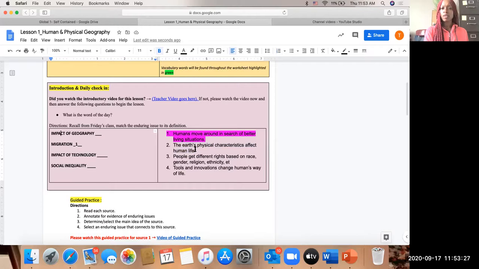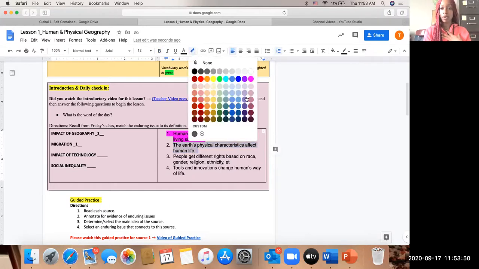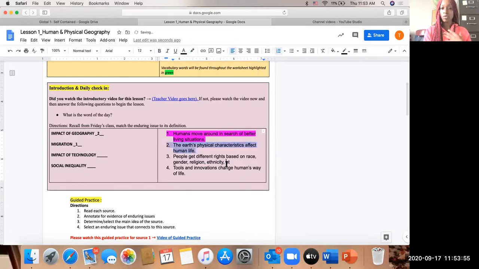Now, some keywords here for me are Earth's physical characteristics. So anytime I hear the word Earth or land or environment, I already know that I'm talking about geography, all right? So the one that I'm going to go with here is that number two is an example of an impact of geography. That's the enduring issue I'm going to go with. So I'm putting my two here to let my teacher know that that's my answer, and I'm going to highlight number two, so I know that it's off limits and I can't put it again, all right?